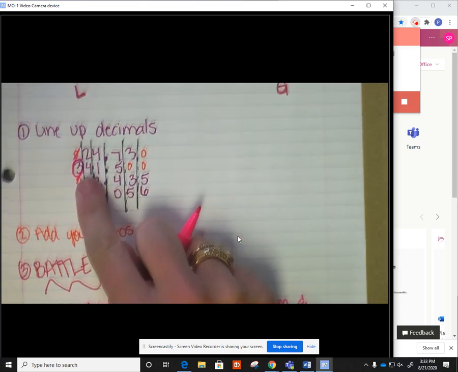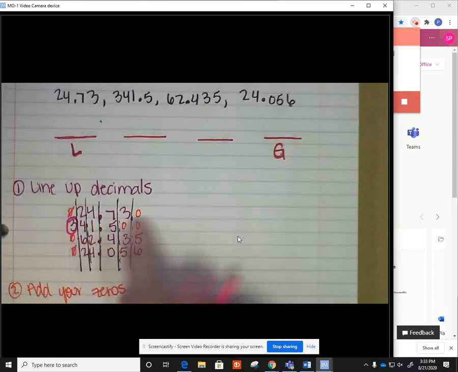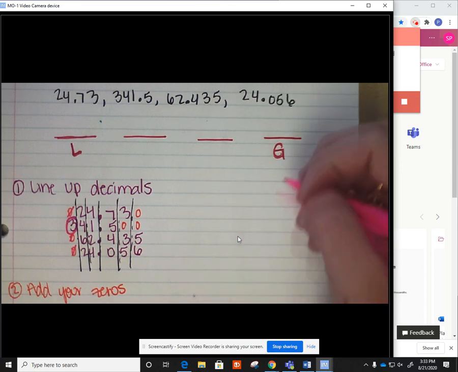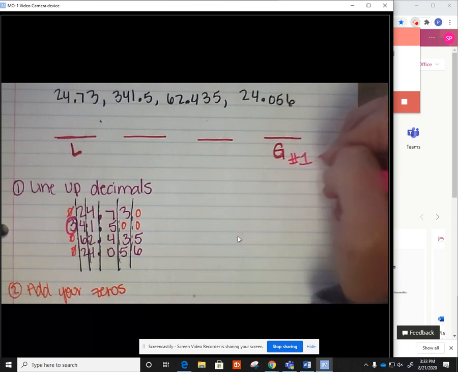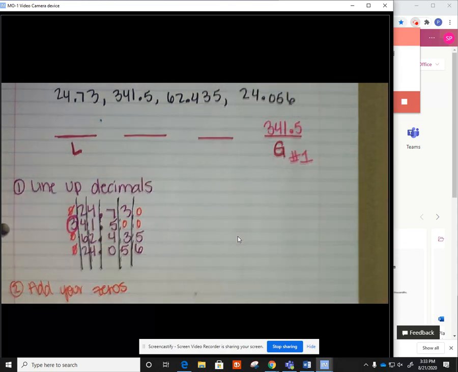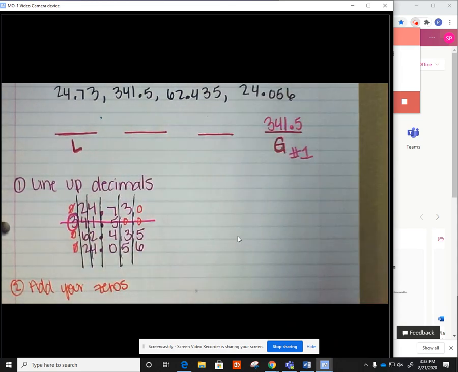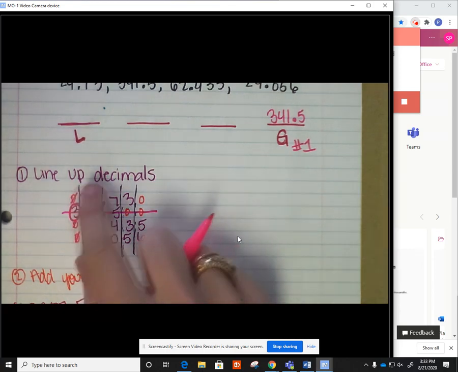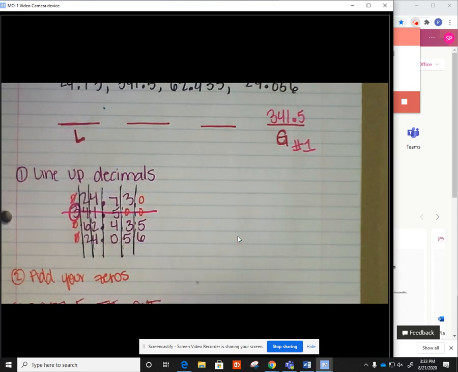So we know that this first number was our winner. So we're going to put it in our winner spot right here, our number 1. This is our number 1, you the best, you the winner. So that's 341 and 5 tenths. And then I'm going to mark it out. I'm not going to use that number anymore when I'm battling it out. If you want to rewrite your last 3 numbers, that's fine. I don't think it's super necessary because you're only going to look at the numbers that are left.